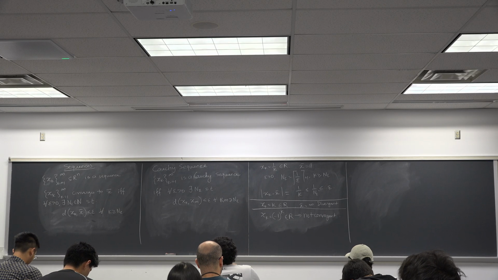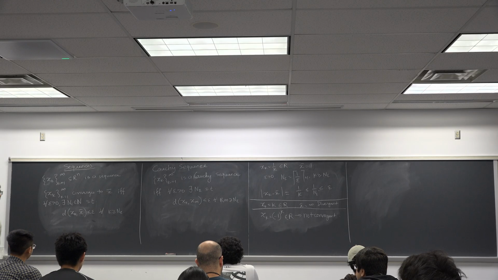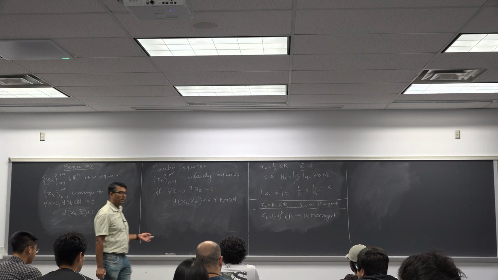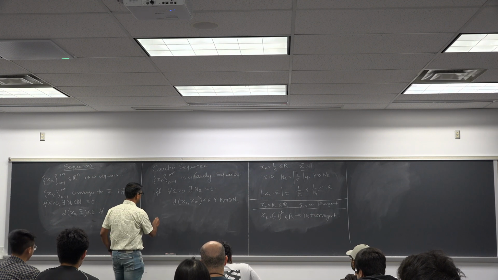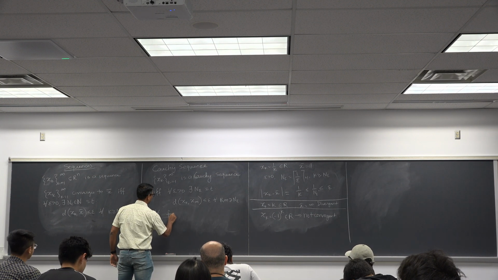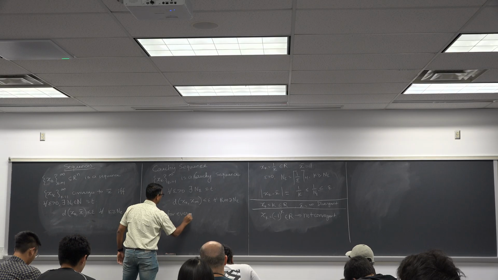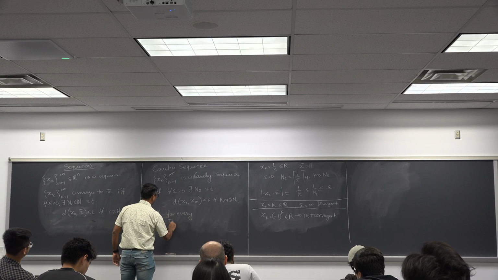Can you explain some of the symbols of the music? Yeah, okay. So this is "for every". This is "there exists".